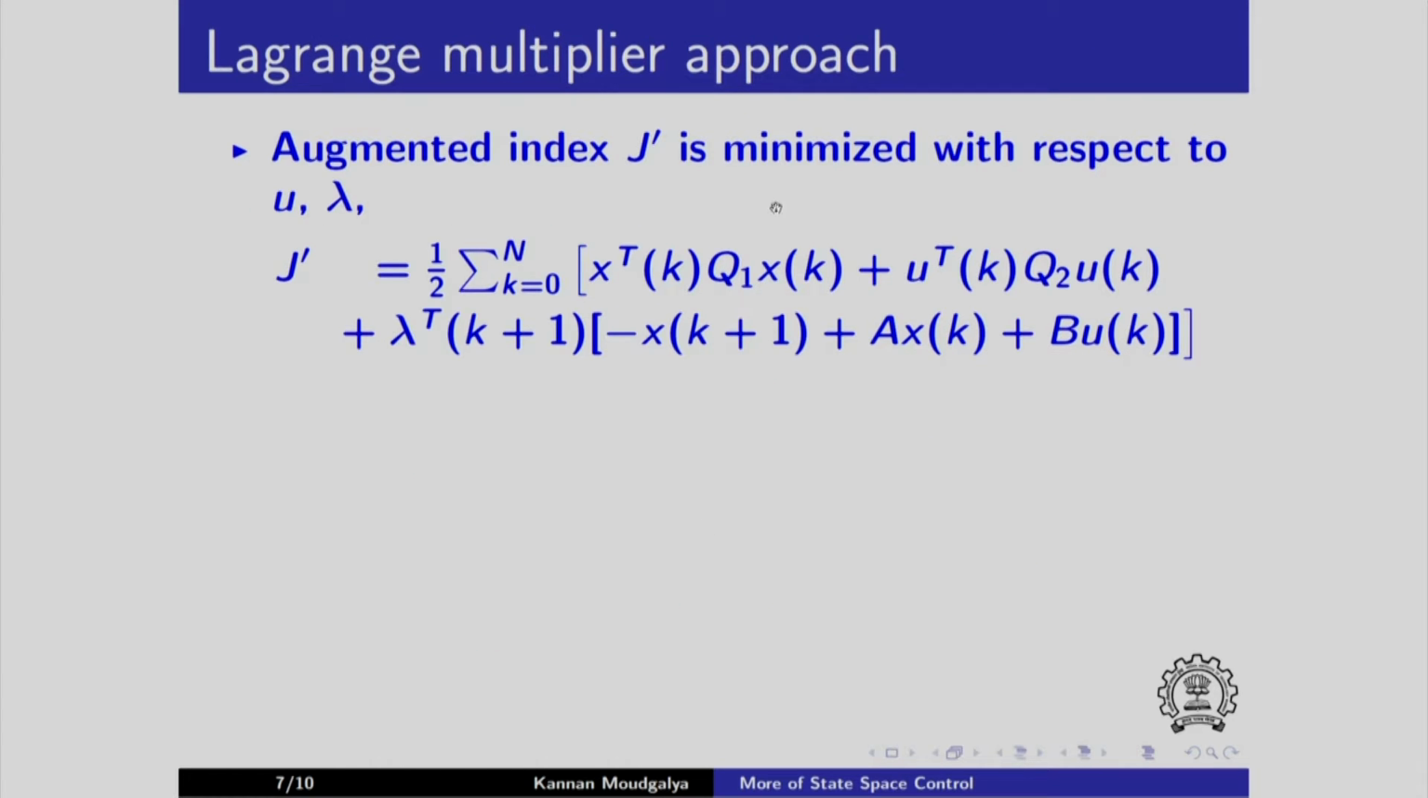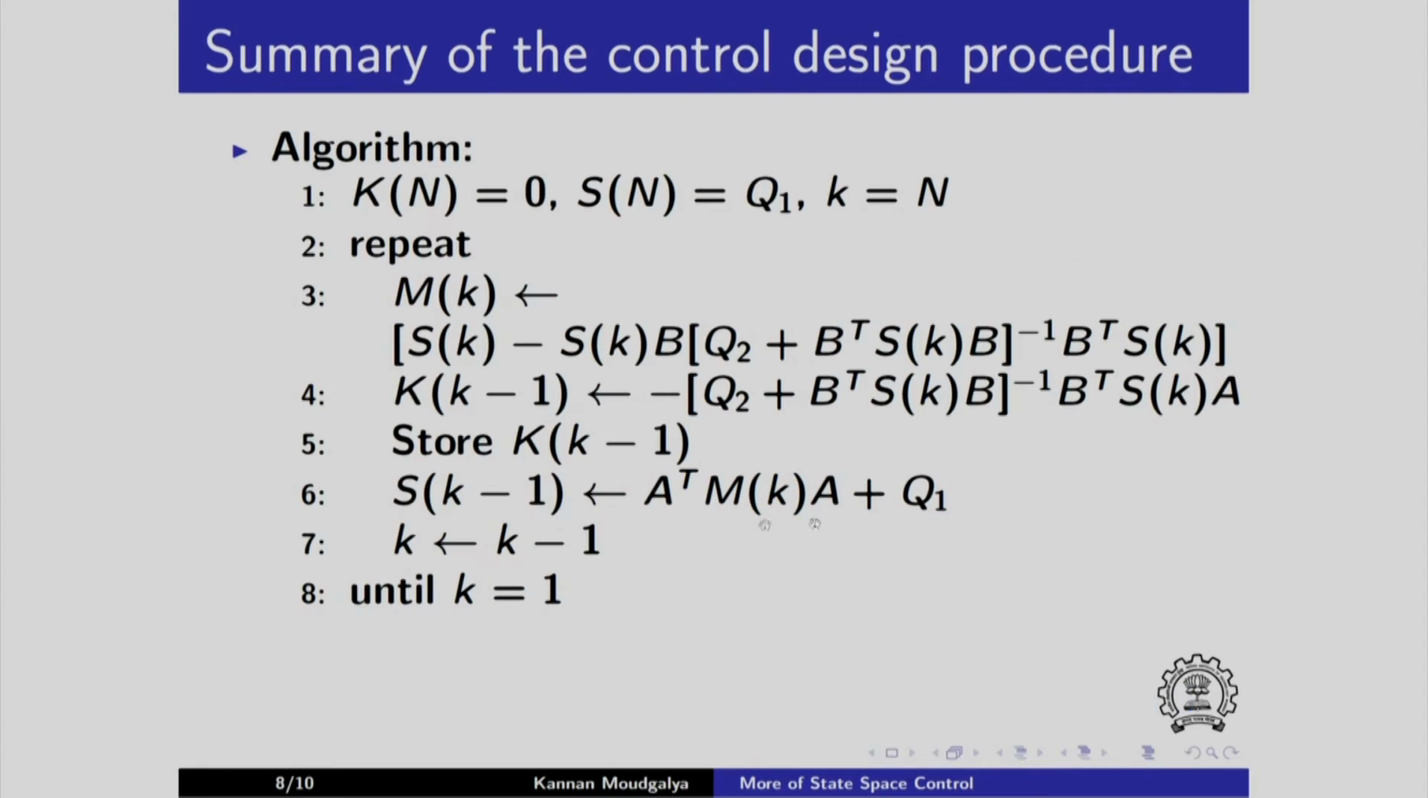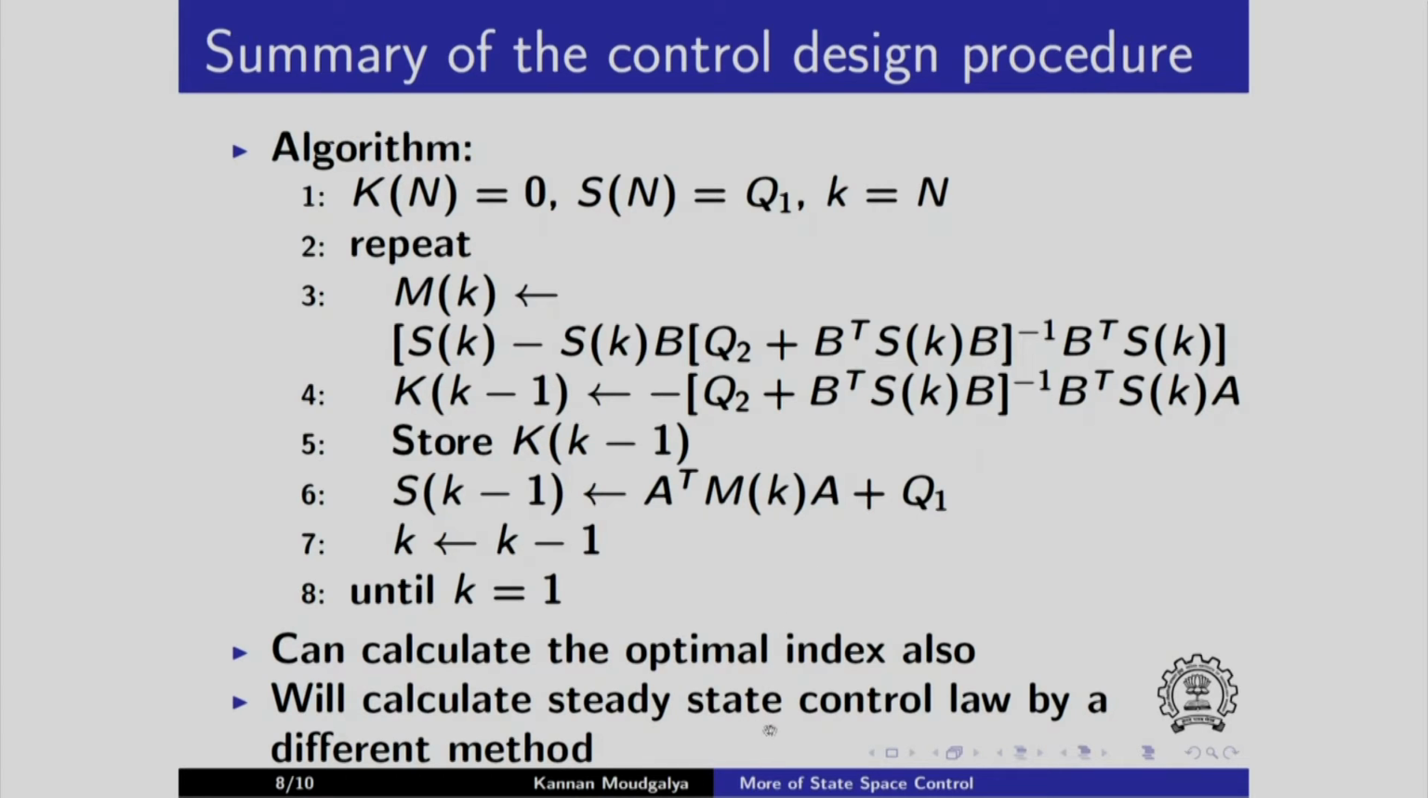We will augment that index with a Lagrange multiplier as given here. We will differentiate with respect to u, lambda and x and arrive at these equations, and after solving we will arrive at this solution, which is a two-point boundary value problem solution. With this method we will also calculate the optimal index right at the beginning. We will also calculate the steady state control law by a different method using eigenvalues and eigenvectors.